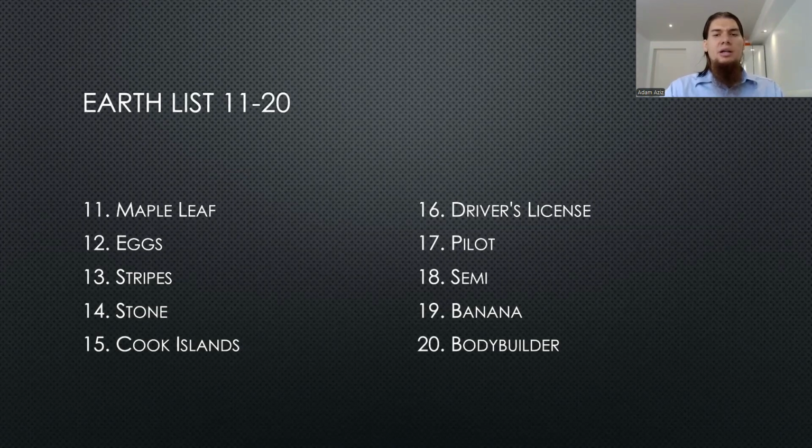Number 17 is pilot because that's the age you can become a pilot. Number 18 is semi because they're also known as 18-wheelers. Number 19 is banana because they're known for their potassium content, and potassium is the 19th element of the periodic table. Number 20 is bodybuilder because some bodybuilders do 20 repetitions. Okay, that's the Earth list 11 through 20. Let's proceed.